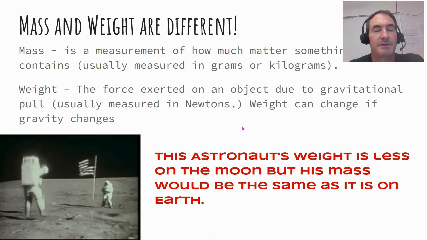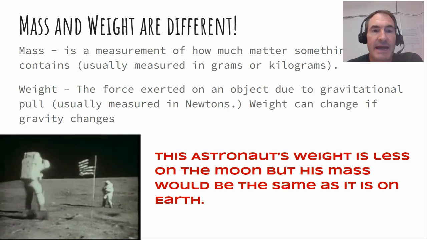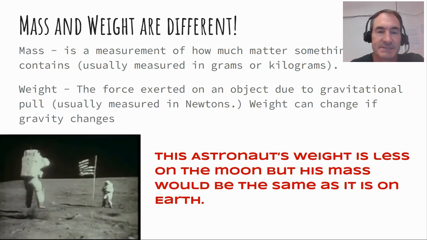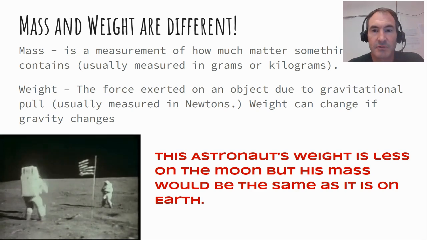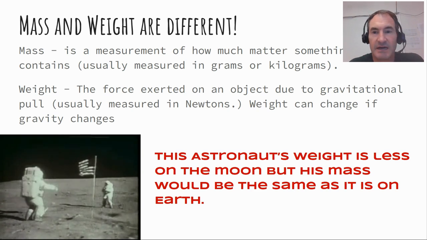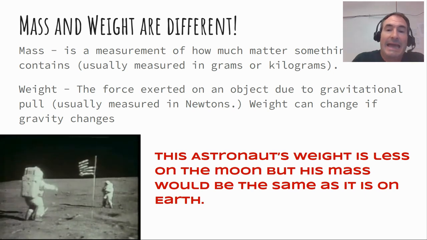Now, I want to make a clarification. Sometimes people use mass and weight interchangeably, meaning they use them to mean the same thing, and they are not the same thing. Mass is a measurement of how much matter something contains. The only way we can change that is if we take some of that matter away or we add some matter. If I had a chunk of gold, the only way I can change the mass of it is I cut a piece off, or I somehow add some gold to it.